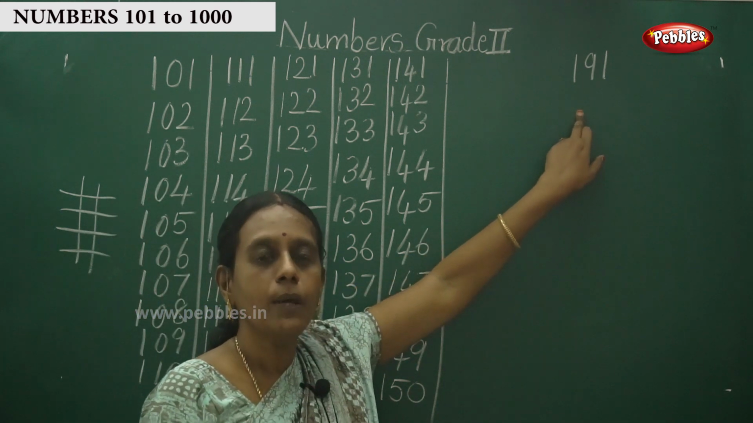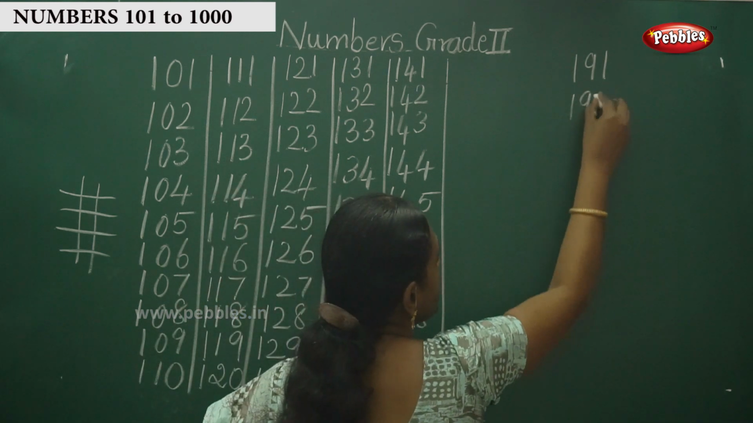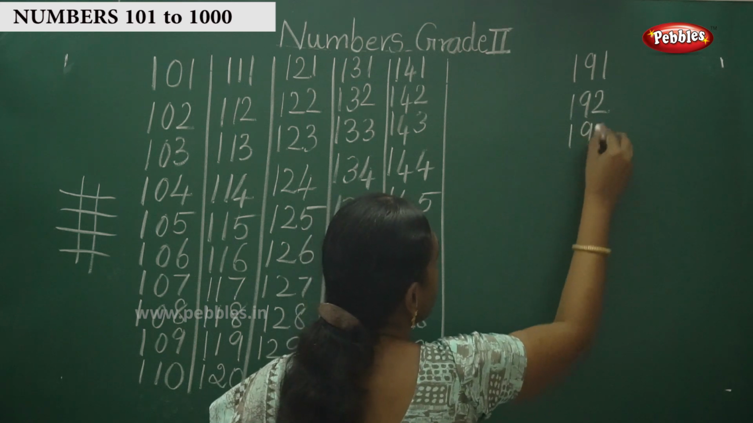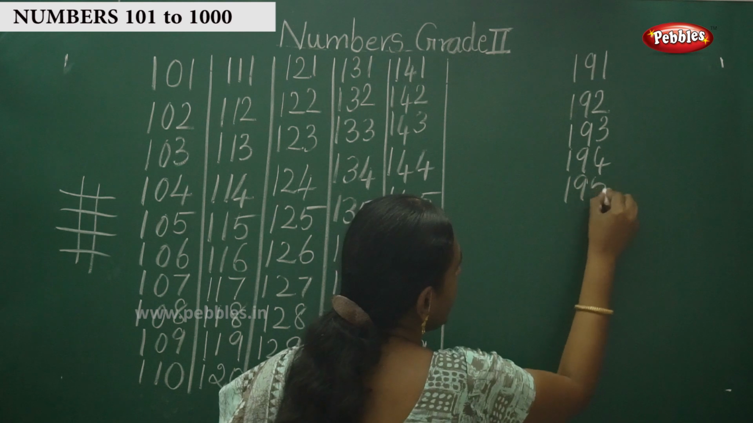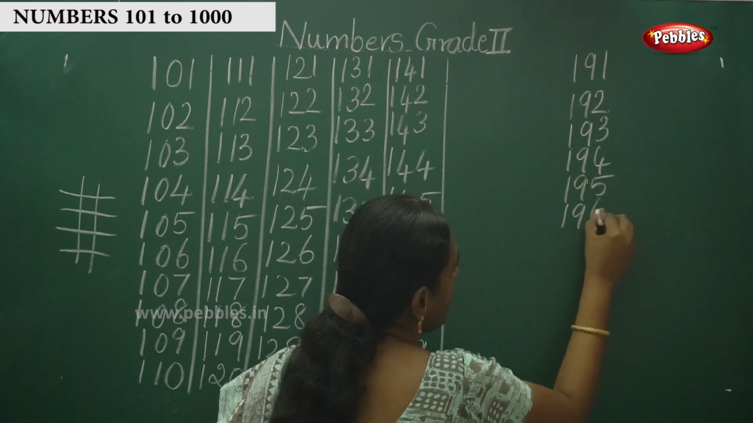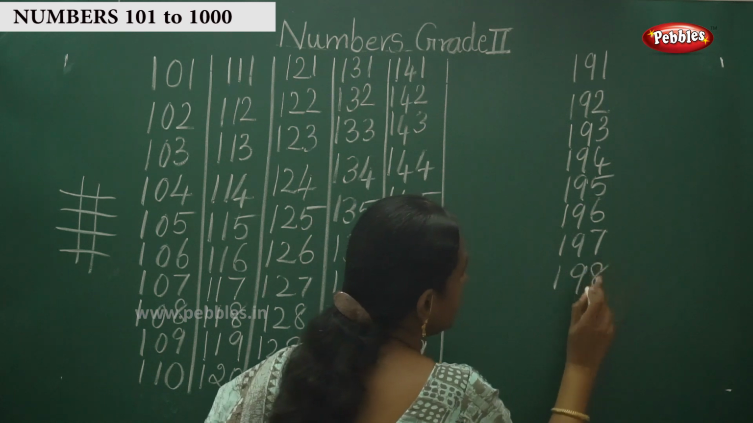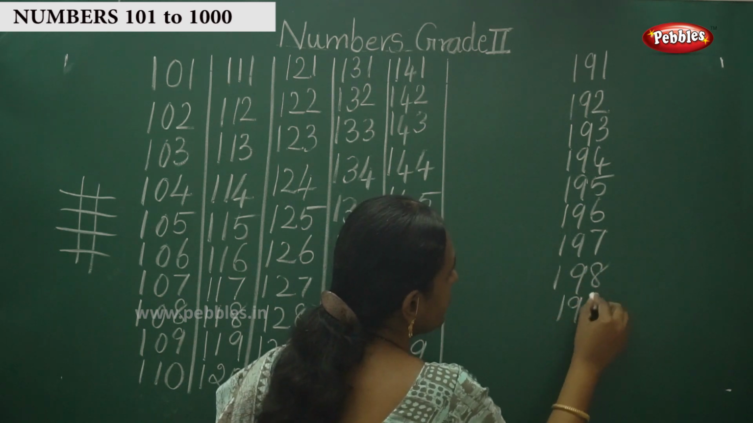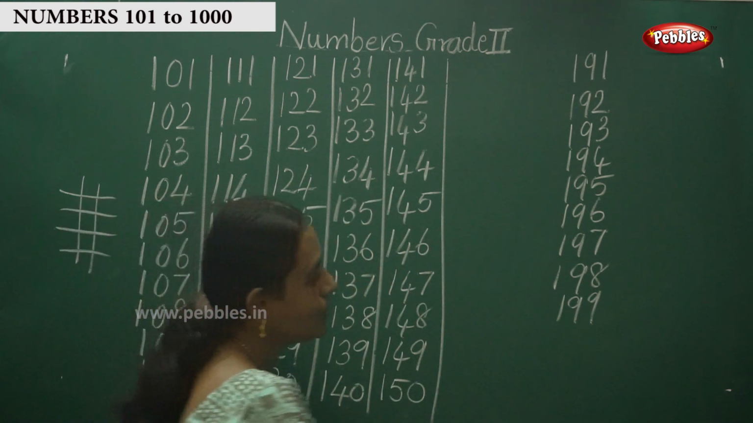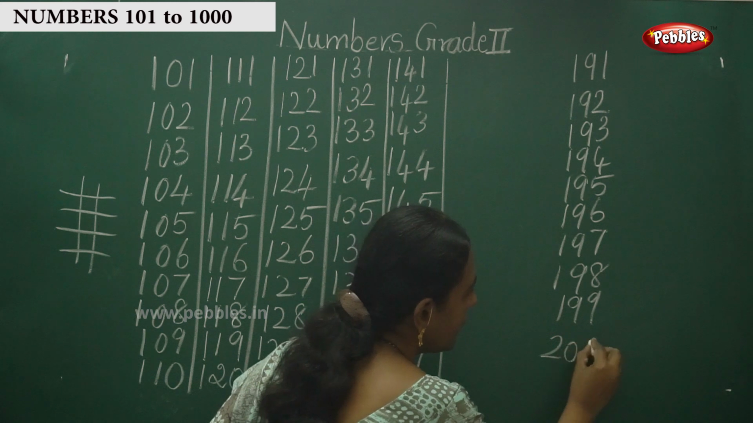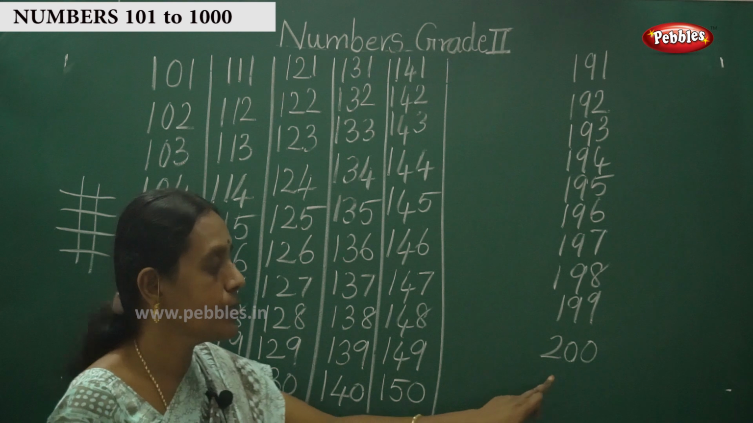Last line: 191, then 192, 193, 194, 195, 196, 197, 198, 199. What comes next? That is 200. This is a new number for your maths, that is 200.